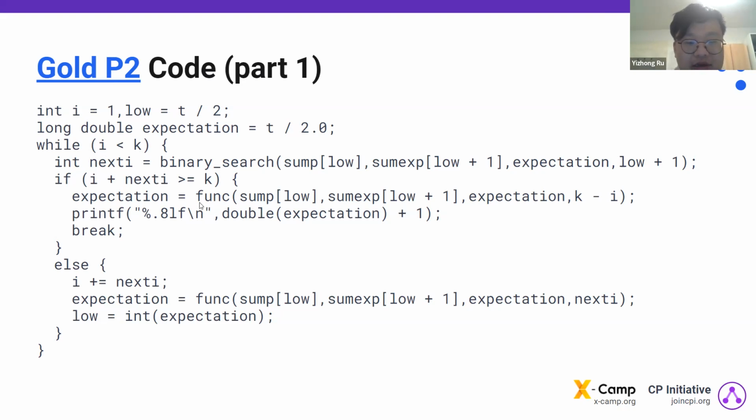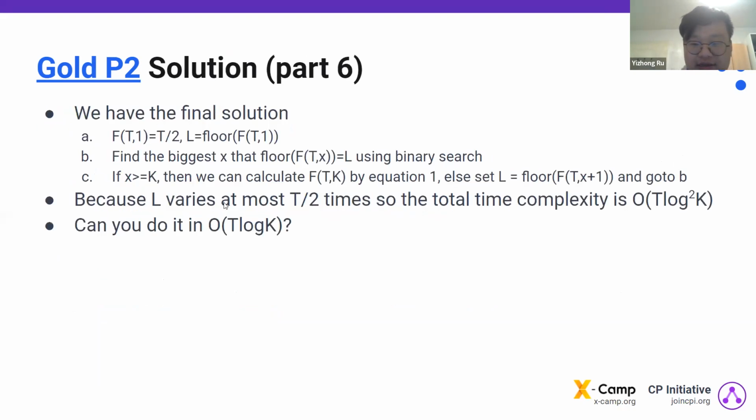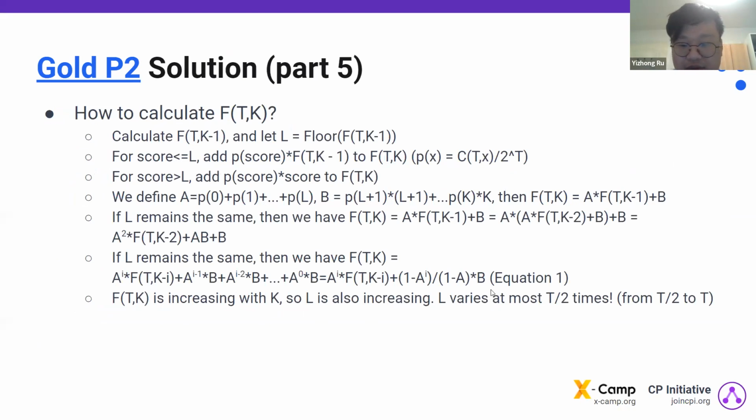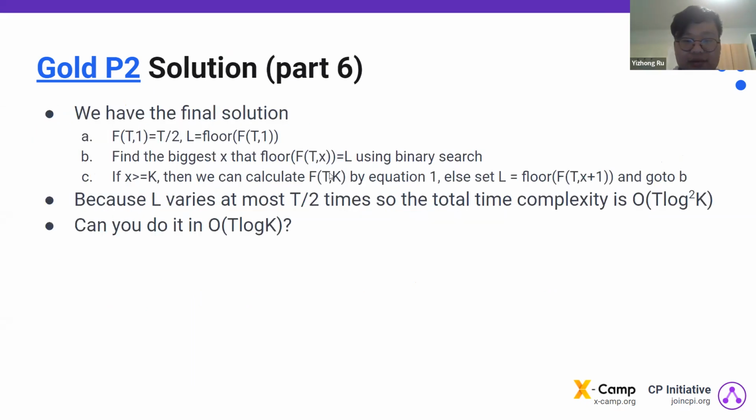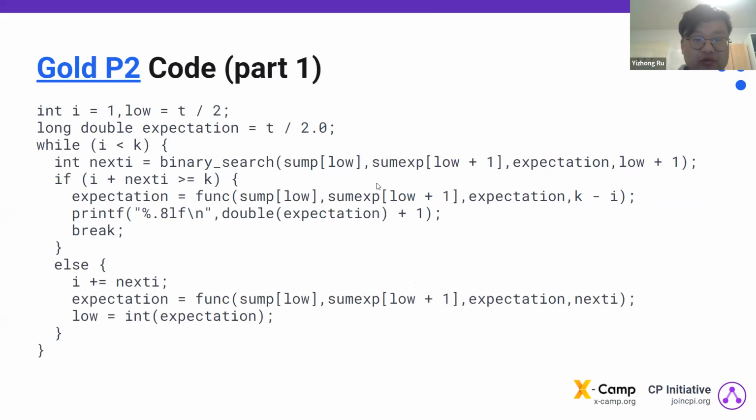And then we find the biggest x. Then we use a function. The function is this equation, and I will show it later. If i plus next i is bigger or equal to k, that means the biggest x is bigger or equal to k. Then we can calculate it by equation 1. Else, we do the next step.